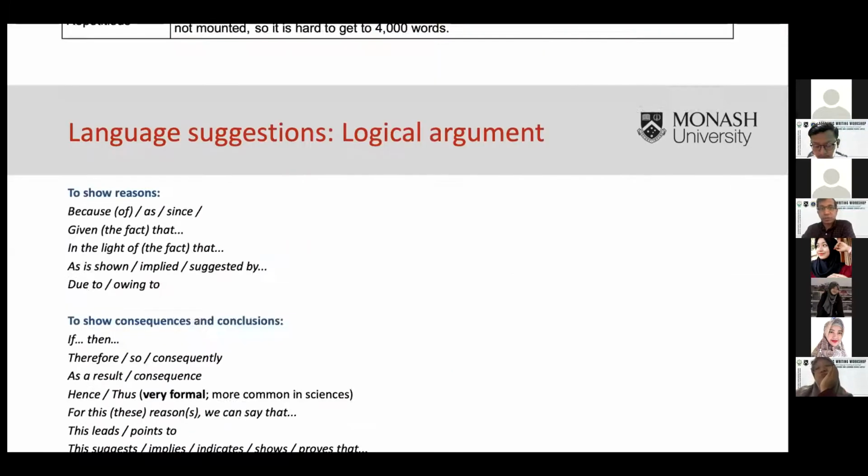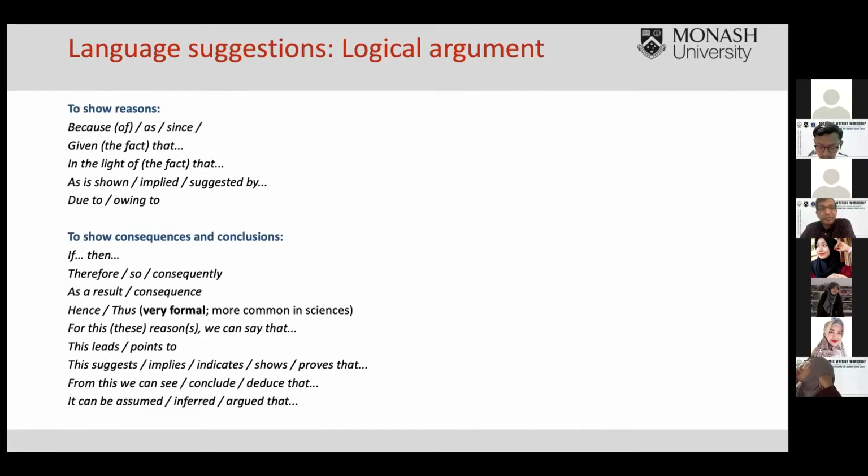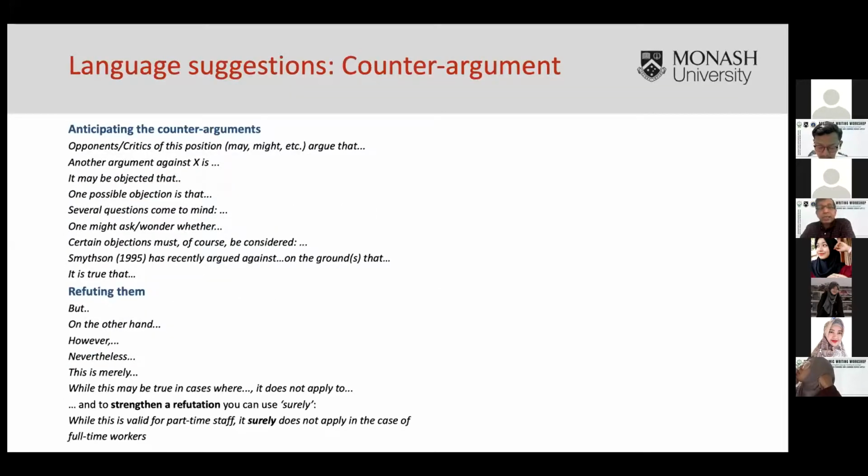So here's the first one, language for logical argument. Now, we all know how to use this. Grammatically speaking, it's very easy, we use it. But do we actually use it strategically? Do we use it opportunistically? Or sometimes we don't even use it. So that's logical argument. And finally, counter argument.